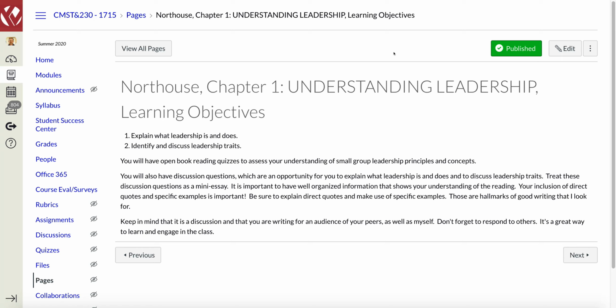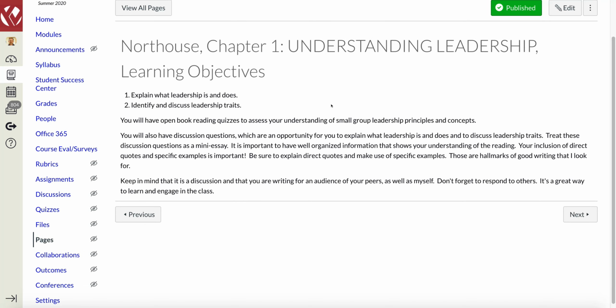All right, so one of those questions, how do I know what to read? Well, guess what? It says right there, it's the North House book. North House is the last name of the author, and it's chapter 1. The focus is understanding leadership. Okay, so that's what to read. Well, what's the point of doing the reading? What are the objectives? Here are 2 objectives. Number 1, explain what leadership is and does. Number 2, identify and discuss leadership traits.